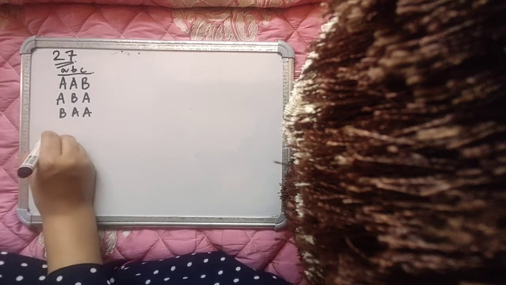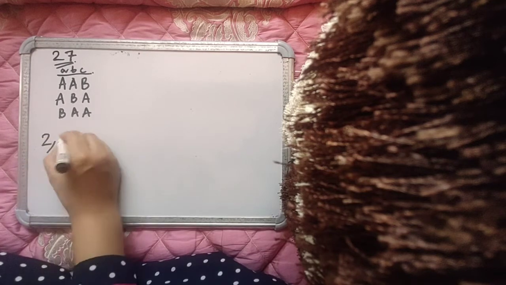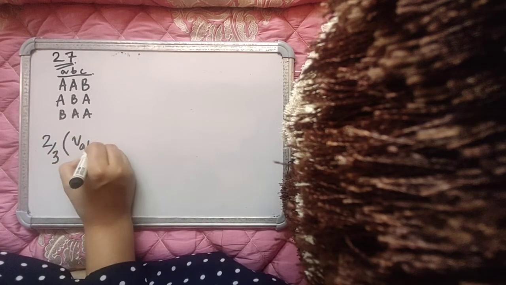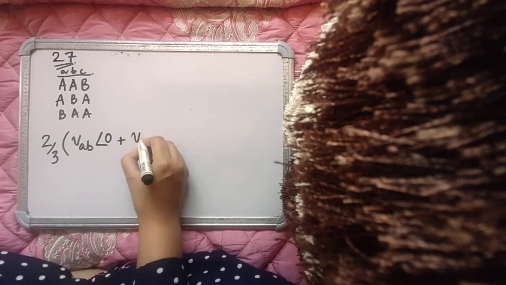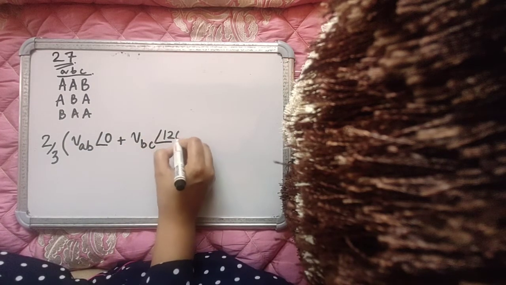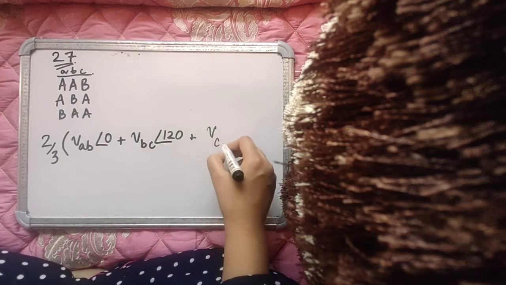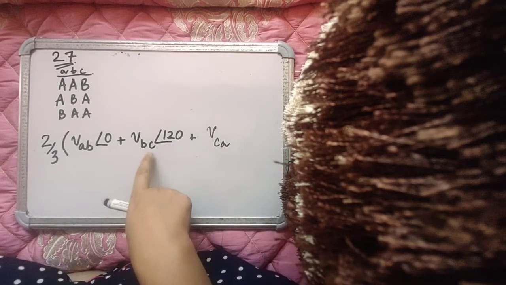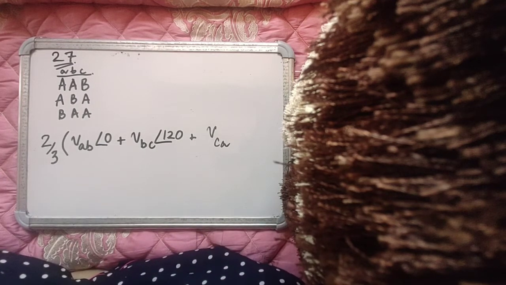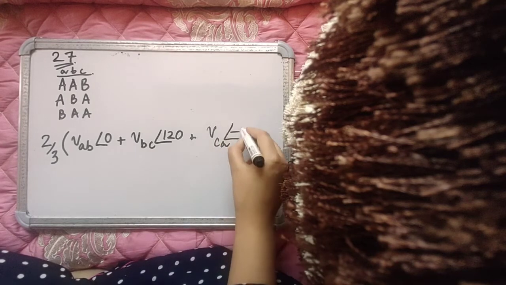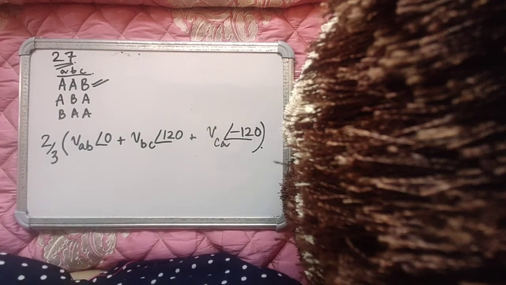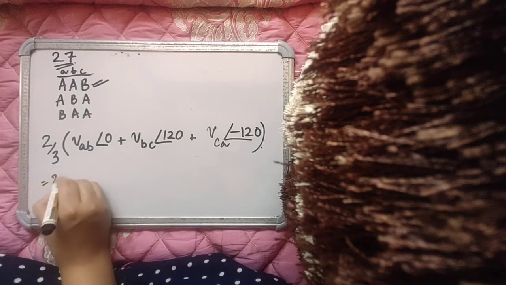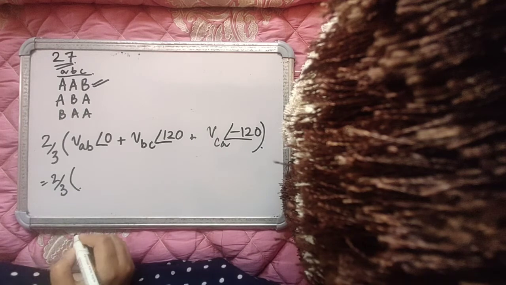Now the space vector of the line voltage space vector is 2 by 3. The output line voltage VAB at an angle of 0, plus the output line voltage VBC at an angle of 120 degrees, plus the output line voltage VCA at minus 120, right? Please remember the small alphabets abc represent the output phases and the capital alphabets ABC represent the input phases. For this particular state, that is AAB, the space vector can be computed.